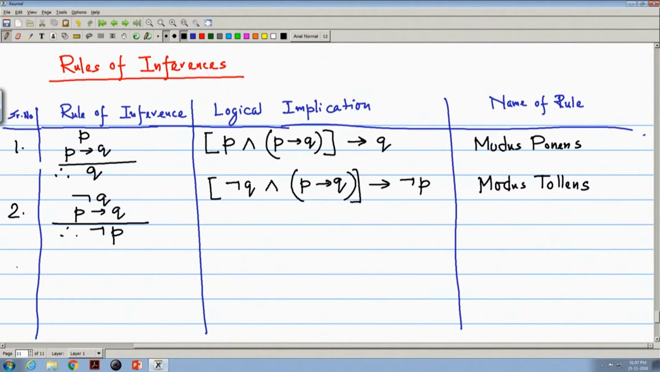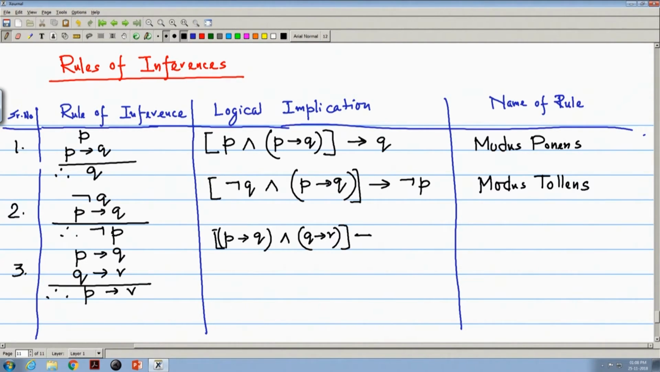Now, we give the third rule as if P implies Q, this is one proposition, and Q implies R, another proposition, then therefore, P implies R. So, it tells P implies Q and Q implies R implies P implies R. And the name of the rule is hypothetical syllogism.